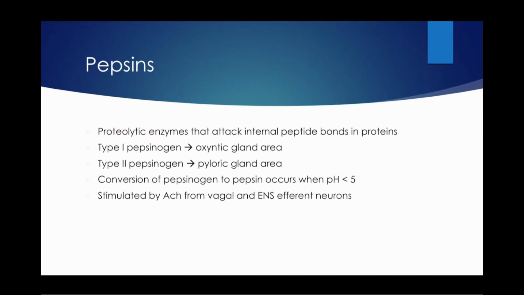So here are the pepsins. Pepsins are proteolytic enzymes that attack the peptide bonds and break proteins down into smaller amino acids. We said before, they are released as pepsinogen, which is the inactive form. There are 2 types. You don't have to worry about where they come from. The important thing is this: pepsinogen becomes pepsin when the pH is less than 5.